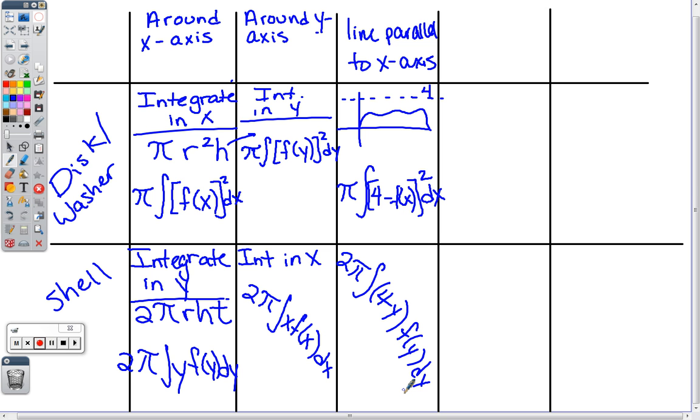I'm going to make this chart. It will be pretty, and I will post it online. It will be much prettier than this. I'm not going to do line parallel to the y-axis because it would be the same thing, right? Okay?